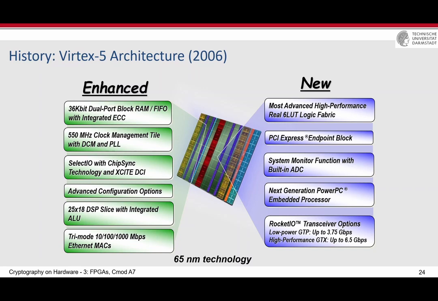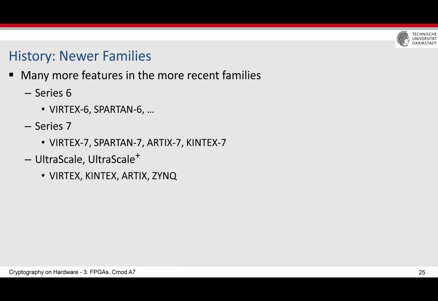Yeah, I mean, the Power PC is similar to ARM right now. I mean, that time it was Power PC as the embedded processor, and many other features. Like, for example, you see here 10 or 100 or 1,000 megabit per second Ethernet functionalities and the features and so on. In the newer technologies, afterwards, we had Series 6 or 6 series, Virtex 6, Spartan 6, and the other families, and the 7 series, which are at the moment produced, partially, Virtex 7, Spartan 7, Artix 7, and Kintex 7. What you have in the Cmod A7 is one of the Artix 7.